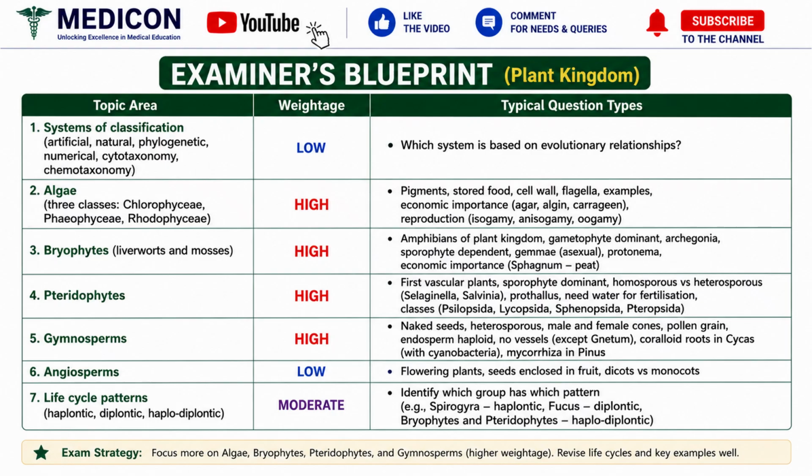Obviously, this is the examiner's blueprint. Obviously, there could be a possibility that more questions could come from a lesser important topic also. I'm just giving you an idea so that while you are preparing, you also prepare with that level of importance.